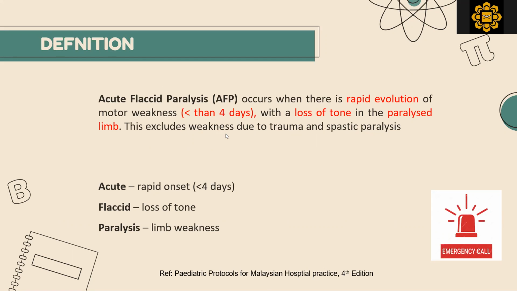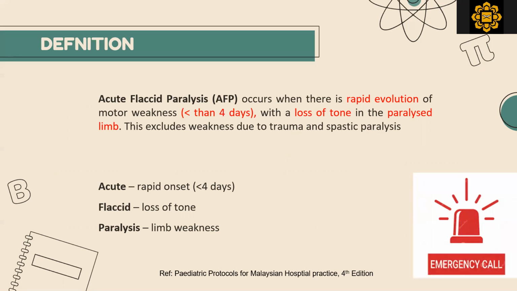So it is opposite. So if we broken down the terms, acute, rapid onset, flaccid, loss of tone, and paralysis, limb weakness. So sometimes patient can complain that the child having lower limb weakness, or the child refuse to walk or something like that. It may suggest there is a limb weakness. And the other thing is acute flaccid paralysis is an emergency because we're afraid that the disease might progress, involve the respiratory muscle, so it is life-threatening.